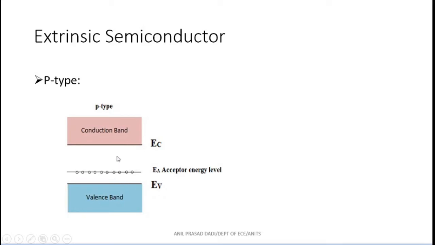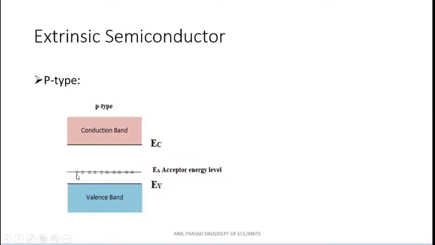Because of the addition of these trivalent impurity atoms, what has been created here? An acceptor energy level has been created. This acceptor energy level belongs to which element? Not the hole. This acceptor energy level belongs to the atom. Which atom? Boron or aluminum, whatever we have added as our p-type element. So p-type means adding trivalent impurity atoms. When I add boron or aluminum, it will have an acceptor energy level.